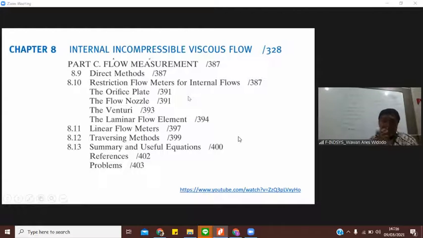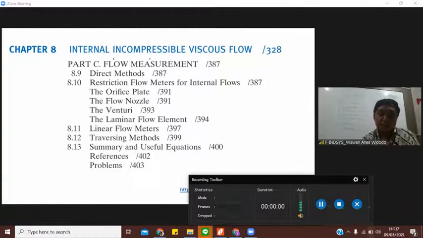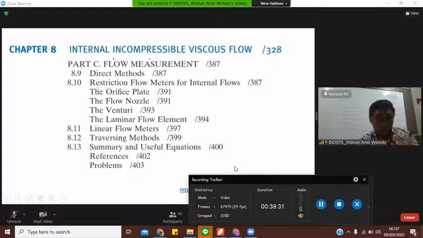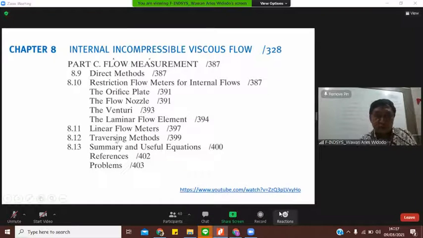Okay. And in the last part of chapter 8, we talk about part C, the flow measurement. Okay, the flow measurement is about the device, how to measure or to indicate the flow inside a pipe. Okay, and then you can read here, yeah. The type is direct methods, restriction of meters for internal flow, yeah. The orifice plate, flow nozzle, venturi meter. And the last, the laminar flow element, and the other linear flow meters, traversing method.